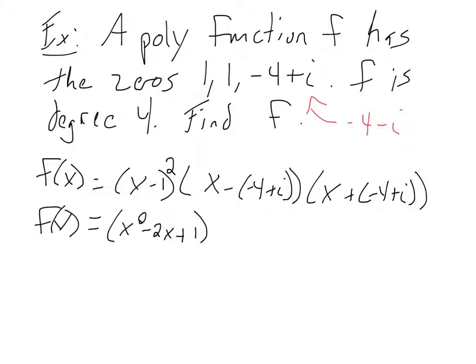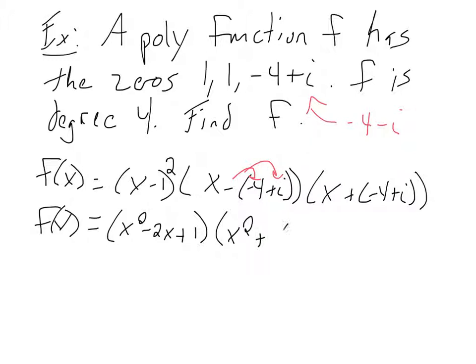And now these two, I'm going to have to FOIL these out, right? So I'm going to be multiplying binomials by each other in a second here. So I'll end up getting x squared, and then the middle terms will be negative 4 plus i times x. And I'm going to distribute this negative sign here, so it'll give me positive 4 minus i.